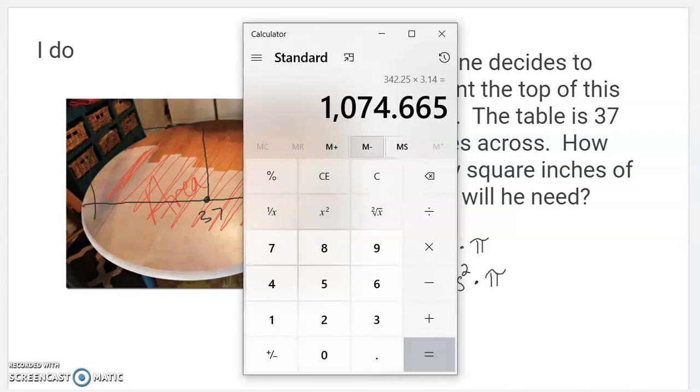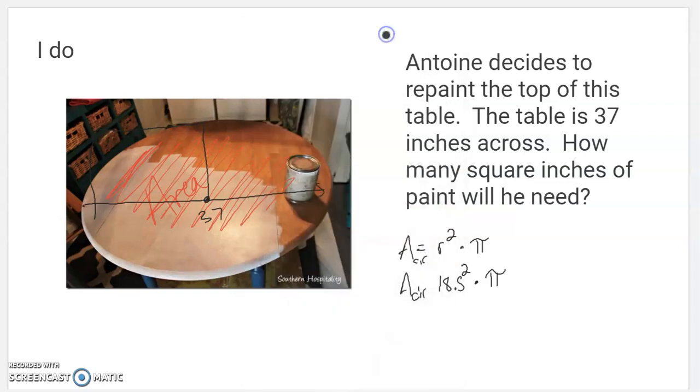Looks like a little more than 1,074 square inches. So I'll say 1,074 to 1,075 square inches to paint. That is how it works.